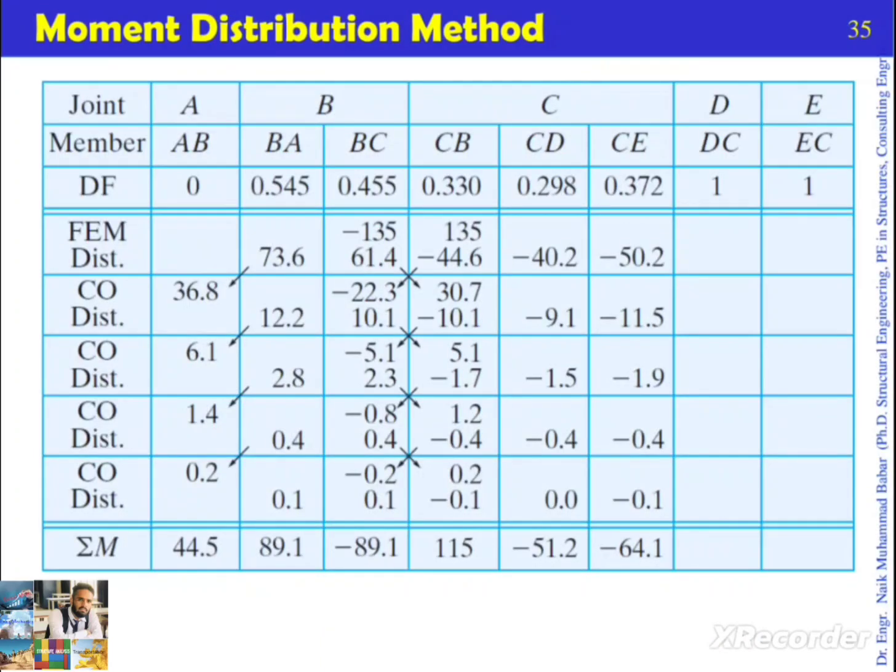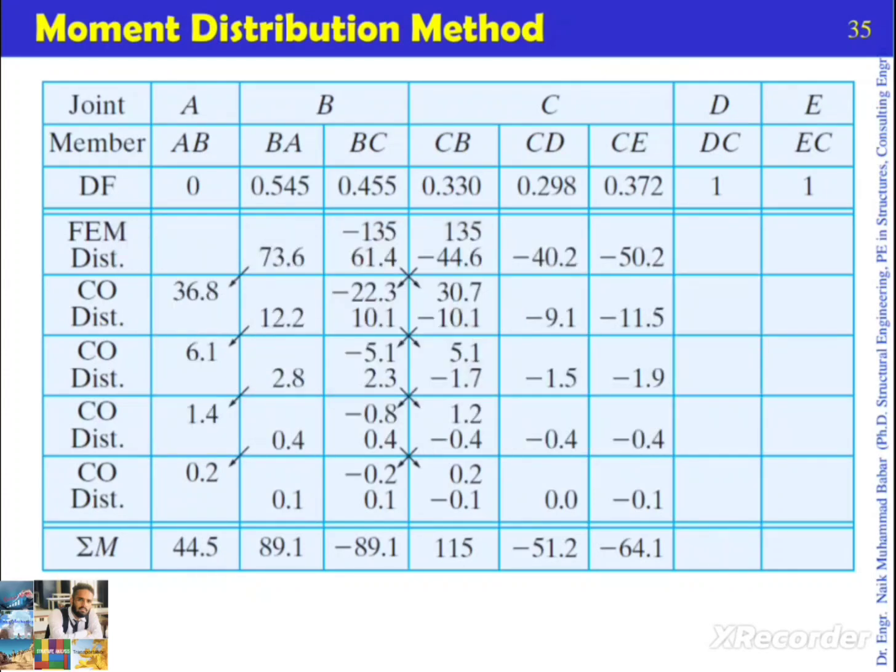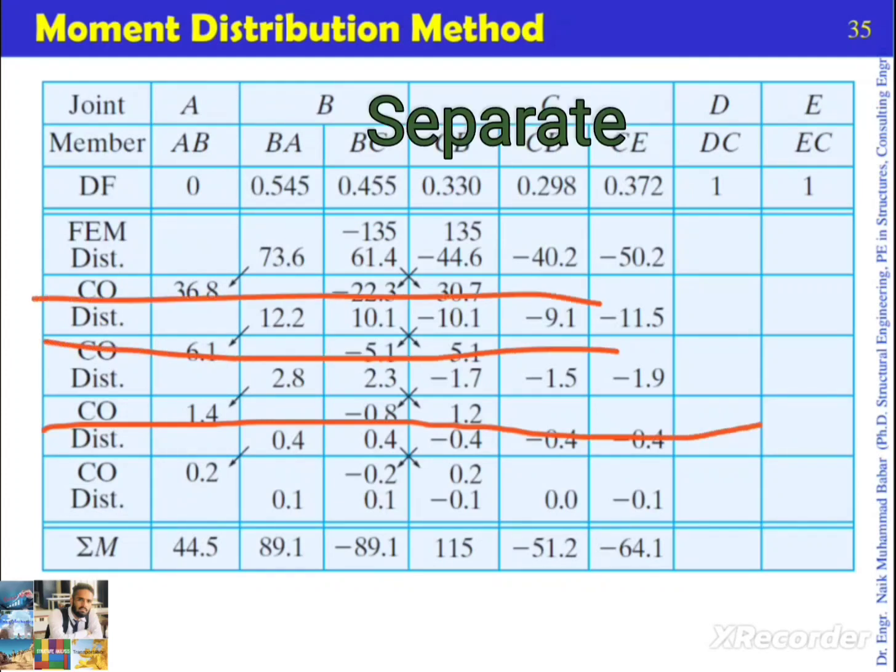Now the fourth step is to make a table. The table consists of rows and columns. The first row is joints, the second row is member, the third row is distribution factor, the fourth row is fixed moment. Make separate rows, remember this. And the fifth row is distribution moment, the sixth row is carryover moment, and the seventh is distribution. Now repeat this carryover and distribution as per your ease. Make the carryover and distribution moments in separate rows.